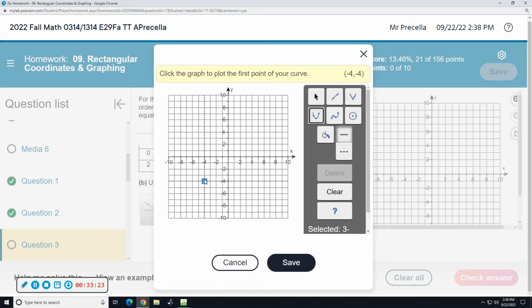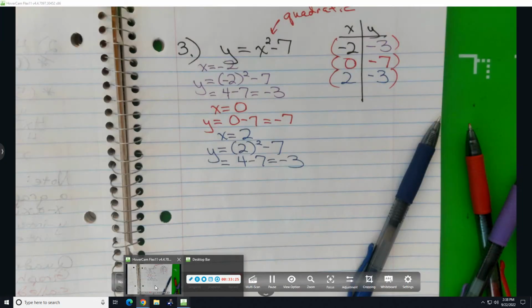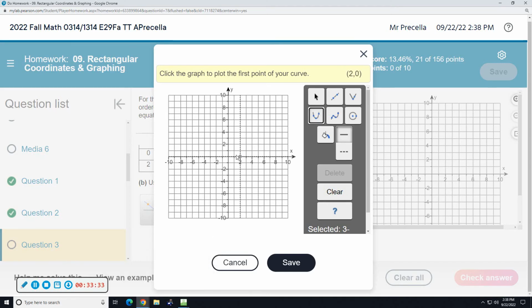Well, what was the first point that we got? -2, -3. So we're going to plot -2, -3. Notice how as I move my pointer around, you see how the ordered pairs up there are changing. So -2, -3, is that the point I wanted? Yes. So now I click the second point.